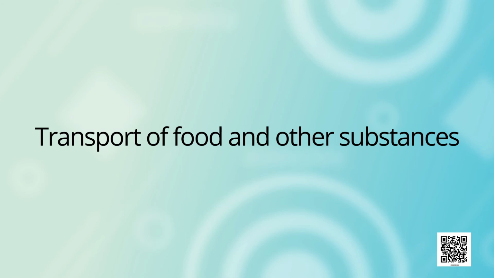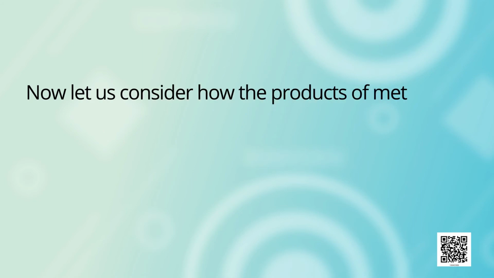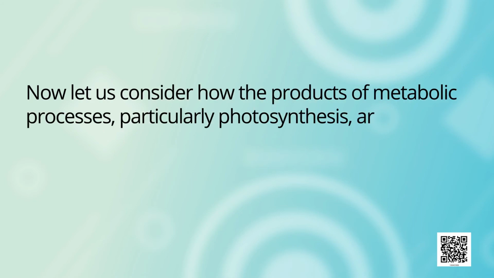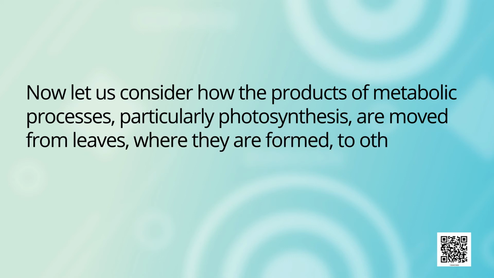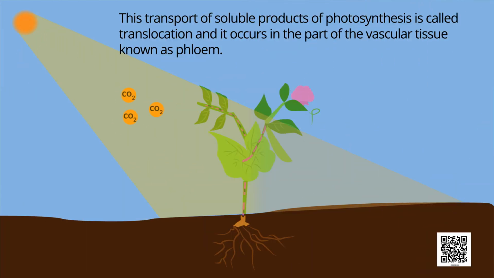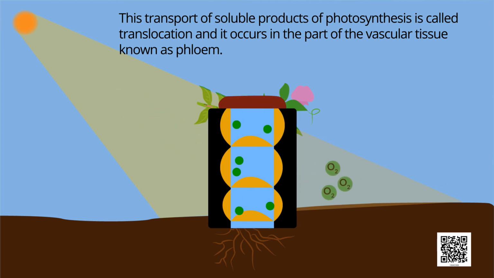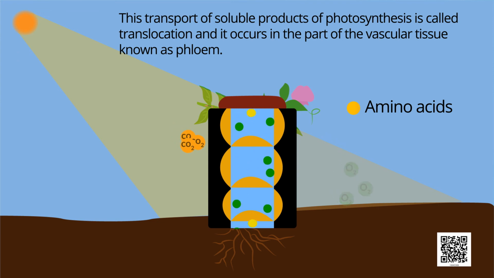Transport of food and other substances. Now let us consider how the products of metabolic processes, particularly photosynthesis, are moved from leaves where they are formed to the other parts of the plant. This transport of soluble products of photosynthesis is called translocation, and it occurs in the part of the vascular tissue known as phloem. Besides the products of photosynthesis, the phloem transports amino acids and other substances.